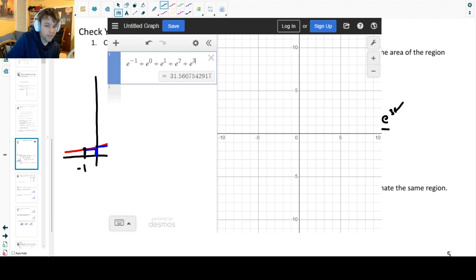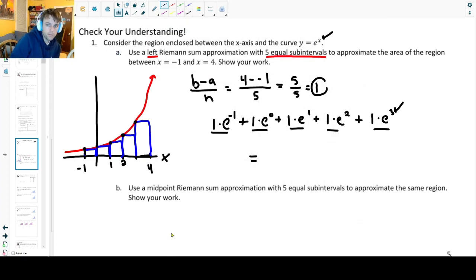I'll go ahead and round that to 3 decimal places, remember, because we're doing AP exam rounding. So 31.561. That is approximately equal to 31.561 units. That is our area approximation.